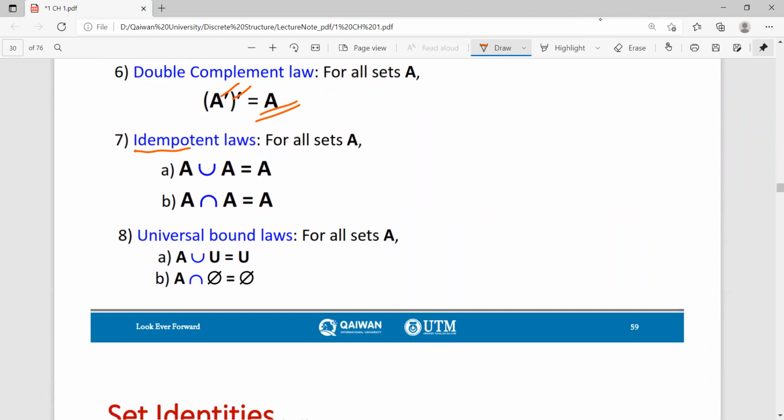Now we have the idempotent law. The union and intersection of any set with itself. Here we have A. A union A is still A. A intersection A is still A. If we find the union and intersection of any set with itself, it is the set itself.